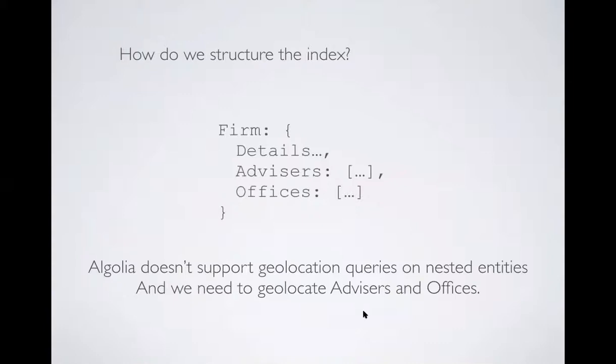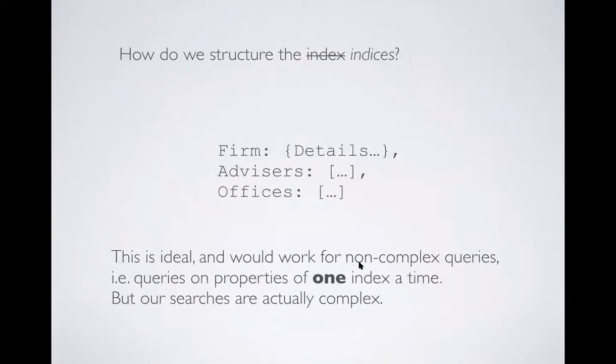It's just not available. And this is one of the biggest differences we found out later with Elasticsearch. We actually need to geolocate advisors and offices. So just imagine there's a geolocation array under the firm, and one under each advisor and office. That's just not doable. It doesn't work with Algolia, so we really had to exclude that. So we probably need to start talking about indices, maybe more than one.